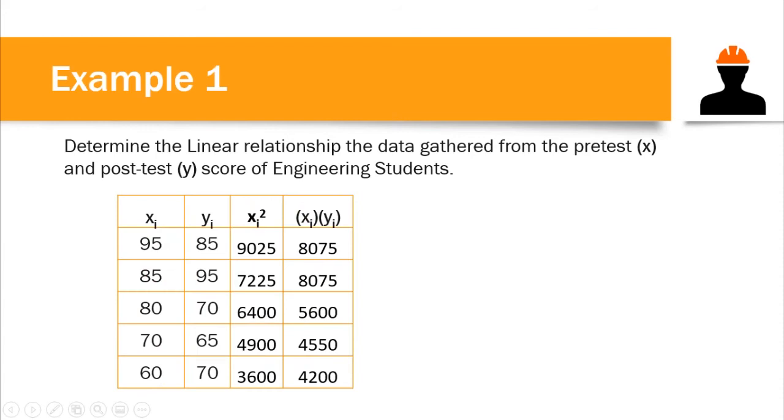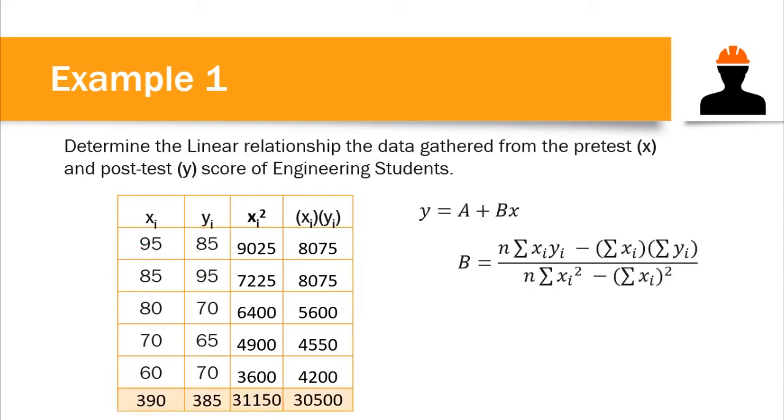Then, since we will be needing the product of x and y, we multiply the grade x and the grade y. So 95 times 85, we have 8075. We multiply 85 and 95, so we have their product 8075, and the same with the other remaining rows. So we multiply the variable x and the variable y.